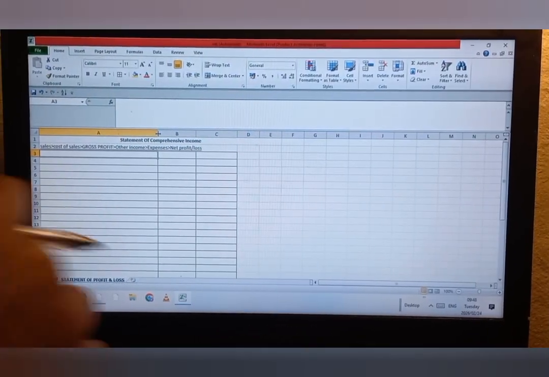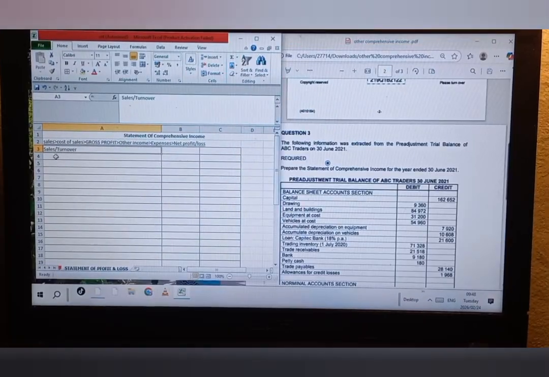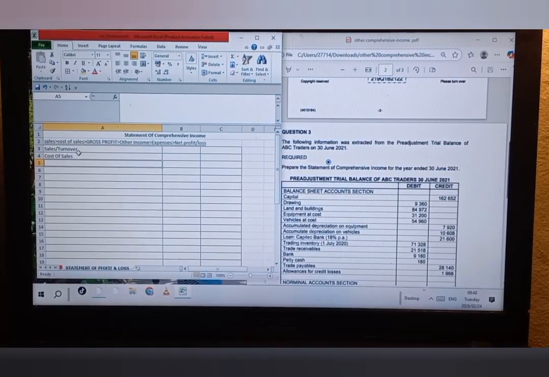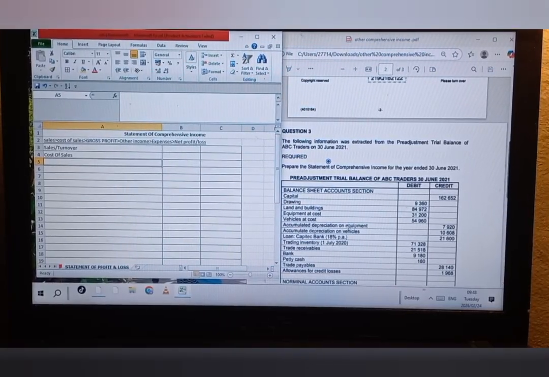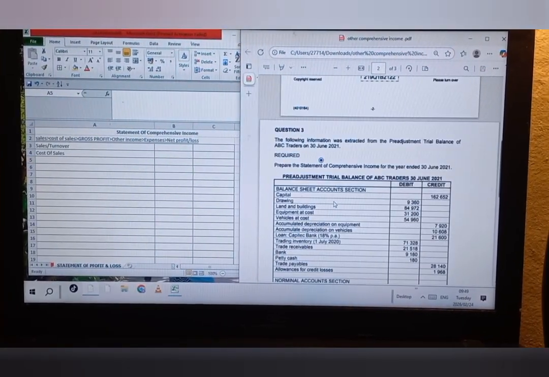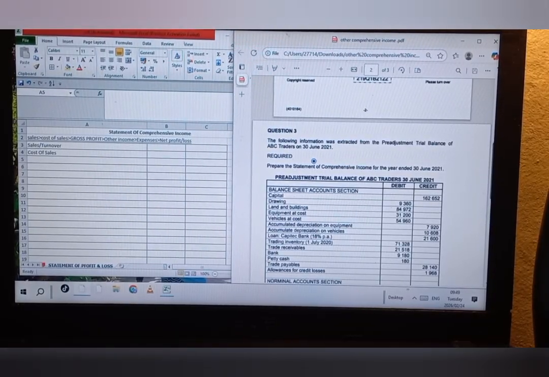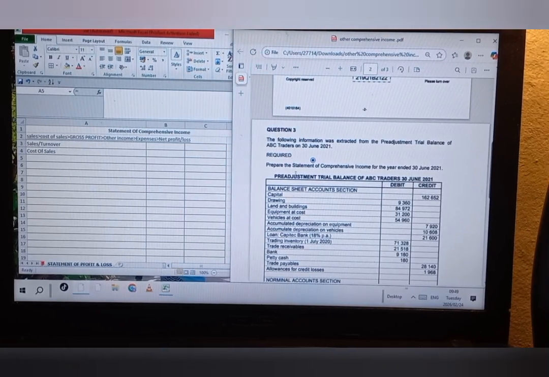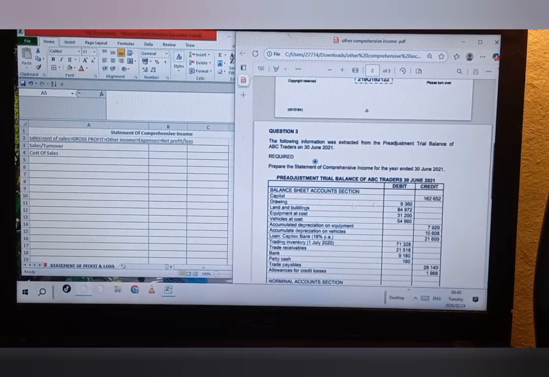The first thing that we will have is sales, known as turnover. We'll have our cost of sales and we'll have our gross profit. But now I cannot just write gross profit because we don't know if cost of sales is given or we need to calculate our cost of sales. So the information says, the following information was extracted from the pre-adjustment trial balance of ABC Traders on 30 June 2021. Required: prepare the statement of comprehensive income for the year ended 30 June 2021.